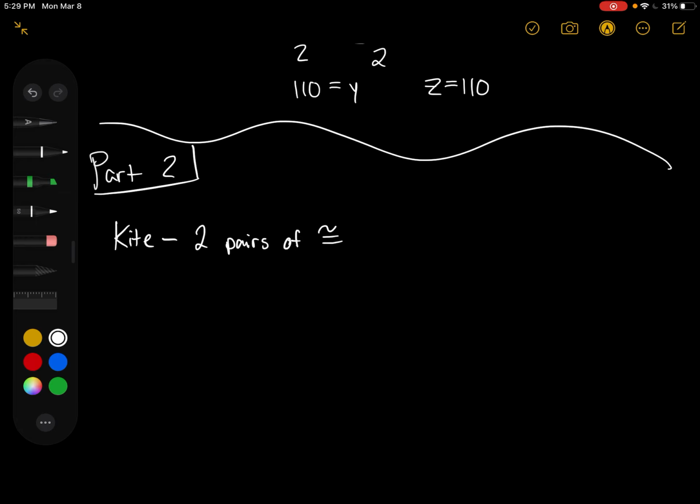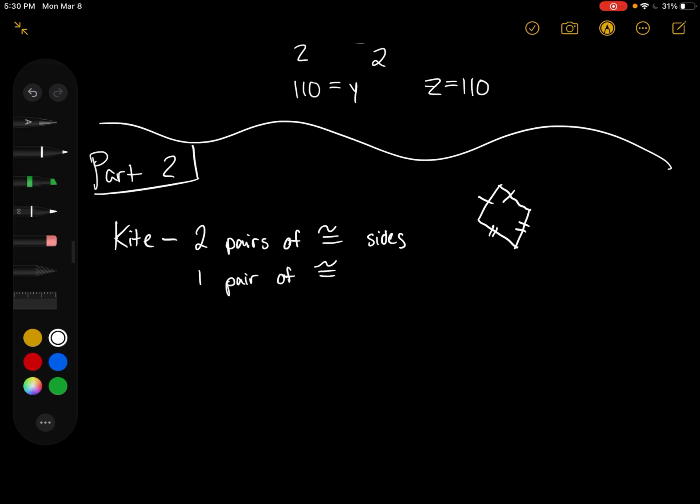So they have two pairs of congruent sides. So let's draw that first. So a quadrilateral, I want to make that kite shape here. So this side and this side are equal, that side and that side are equal. So there are two pairs of congruent sides.